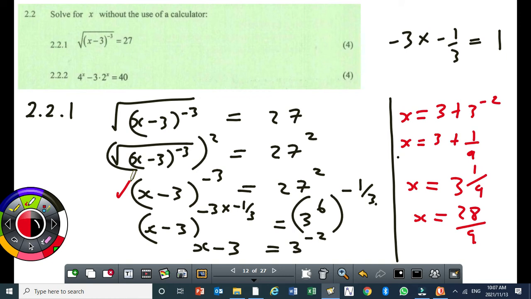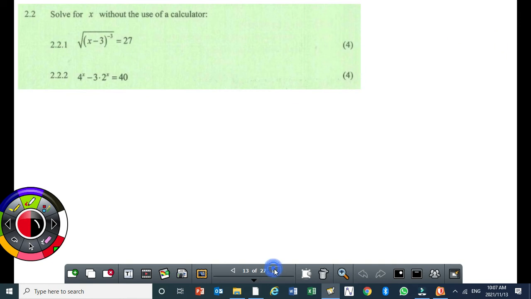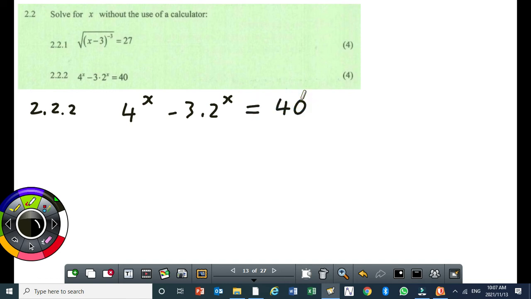Alright? Okay then. The next question is an exponential equation again. Now this one: 4 to the power of x minus 3 times 2 to the power of x equal to 14. Whenever you get a question like this, the first thing you must do is take the constant to the left. So you get 4 to the power of x minus 3 times 2 to the power of x minus 14.